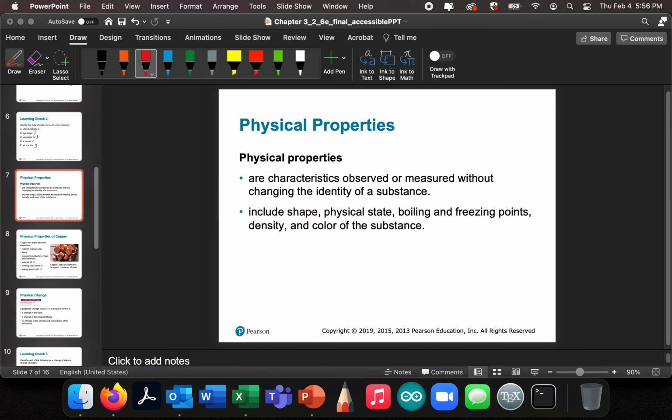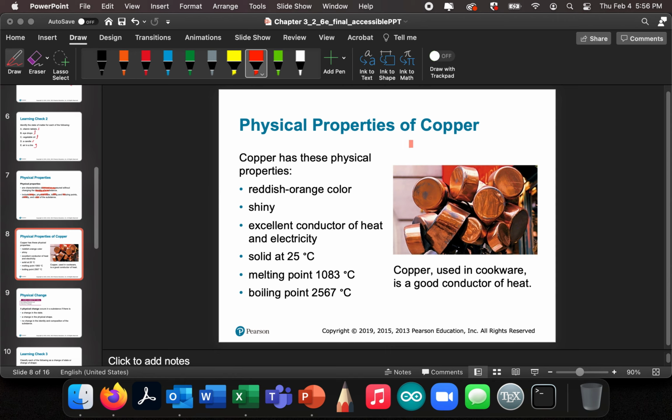Physical properties are characteristics that are observed or measured without changing the identity of the substance. Okay? They include shape, physical state, boiling and freezing points, color, and density. Right? So we use here as an example copper. Copper has these physical properties. It's reddish orange. It's shiny. It's a good conductor of heat and electricity. It's a solid at 25 degrees Celsius. And its melting point is pretty hot, and its boiling point is even hotter. Okay? So those are examples of physical properties of copper.